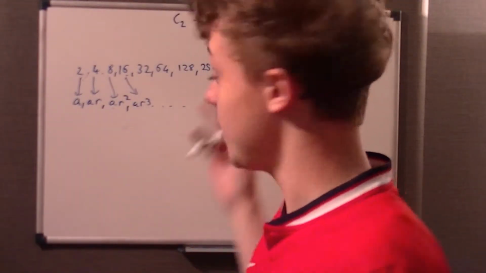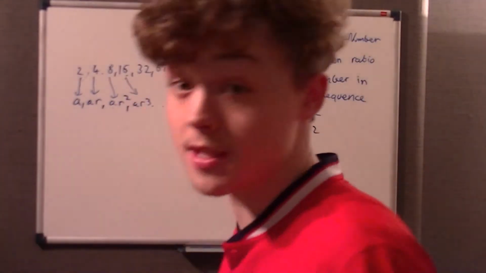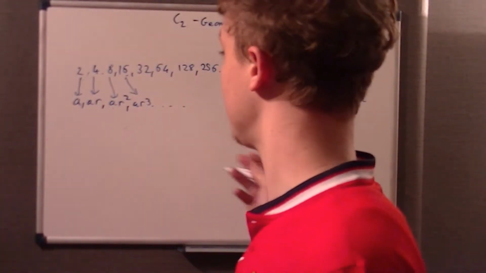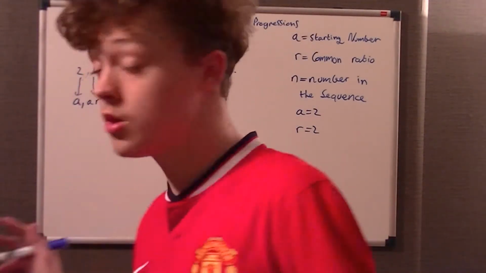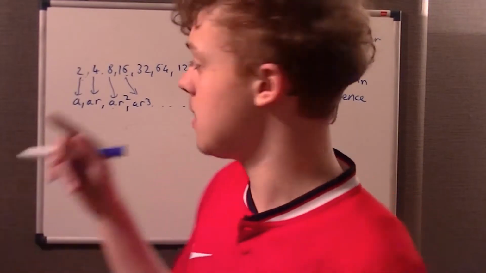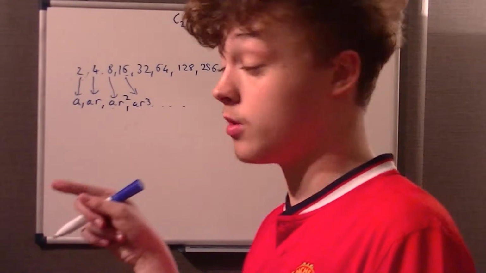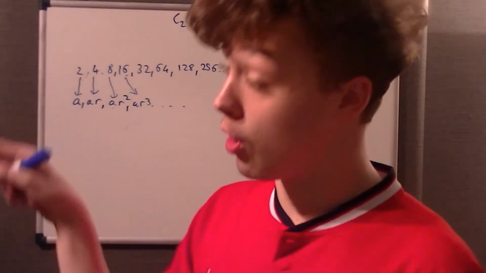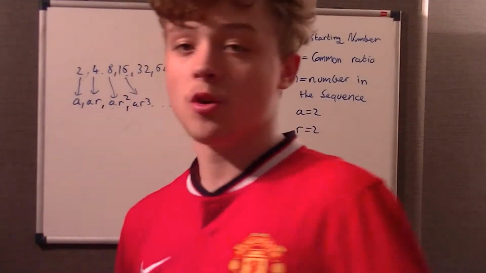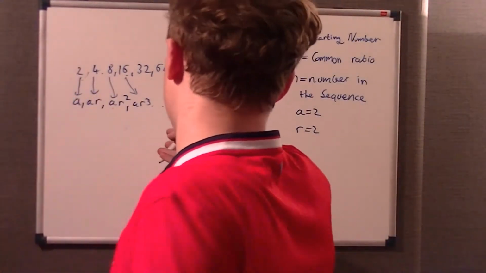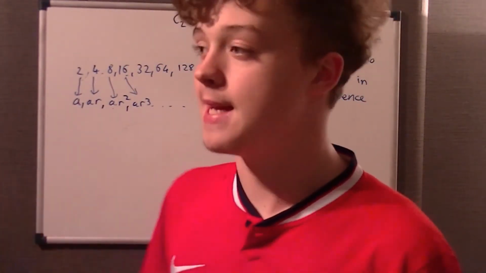So if you've got the 5th number in the sequence, it's ar to the n, where n is the number in the sequence, take 1. Now I explain it very well. So do it the other way around. If you want the 3rd number in the sequence, you take 1 away from that. So 3rd number in the sequence, take away 1 is 2. So it's ar squared. Now that a could be any starting number, and r could be any common ratio, given it's the same.